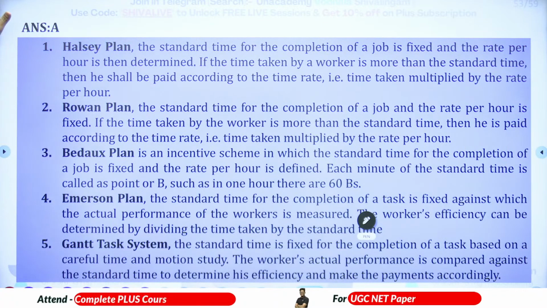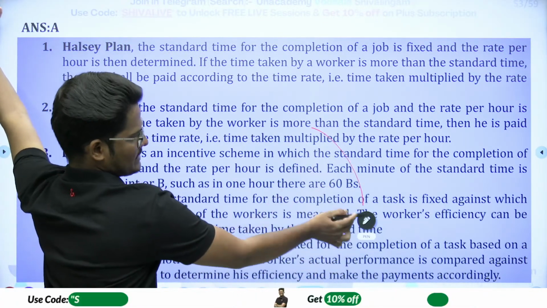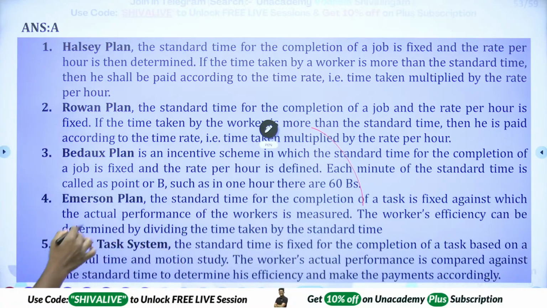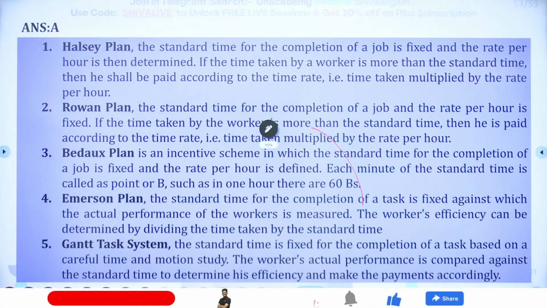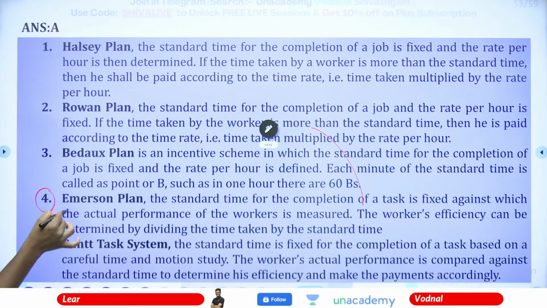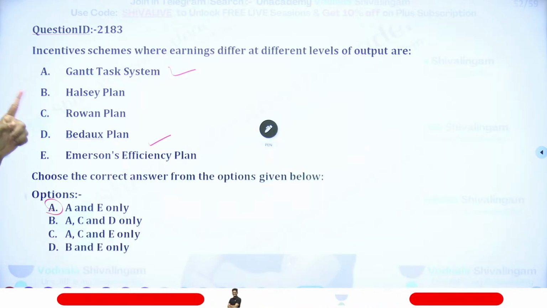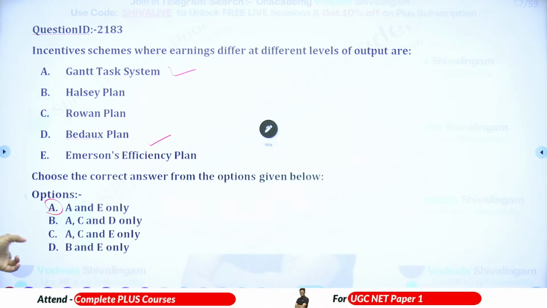Gantt task and immersion efficiency. In the efficiency plan, the completion time of a task is fixed, against which the actual performance of the worker is measured. So worker efficiency can be determined by dividing the time taken by the standard time. Time taken will be taken into consideration in both immersion as well as Gantt task to give the bonus or the incentive. That is why, based on the output, the earning is going to differ in both cases.